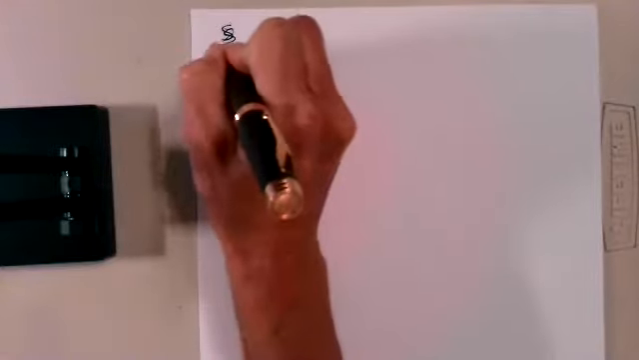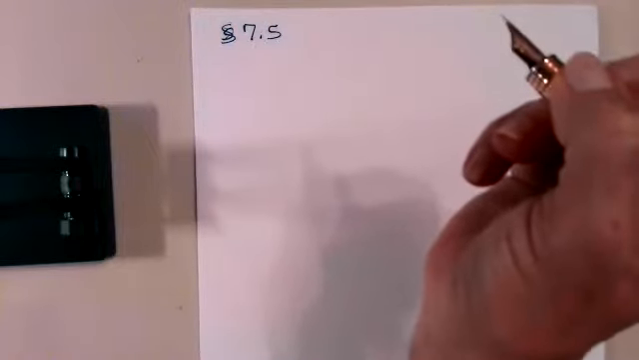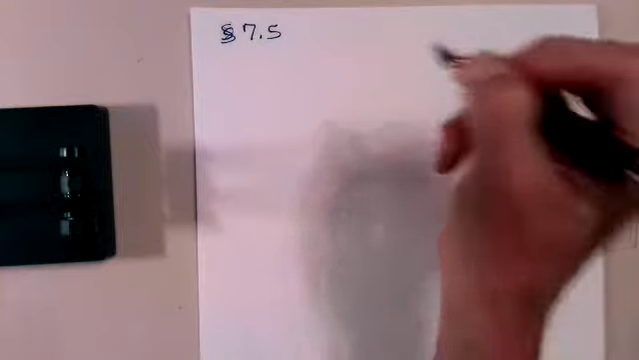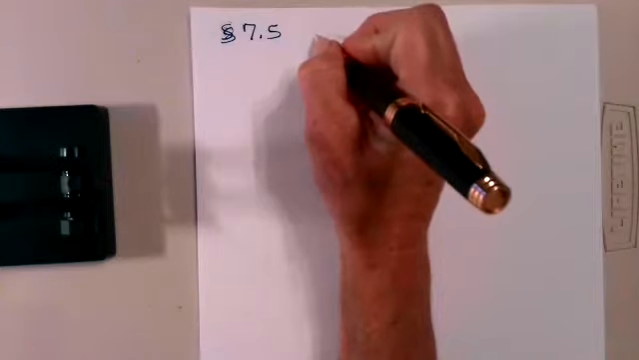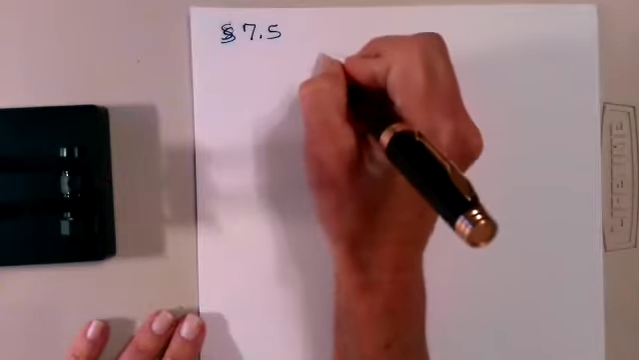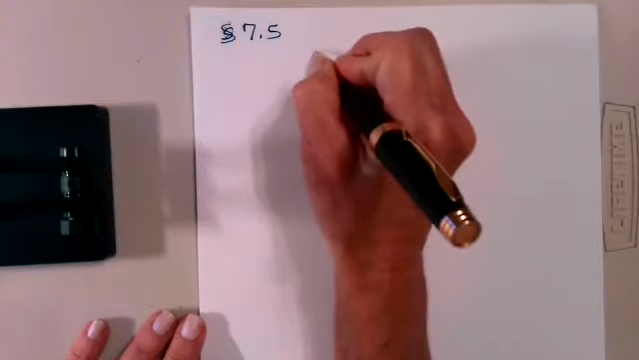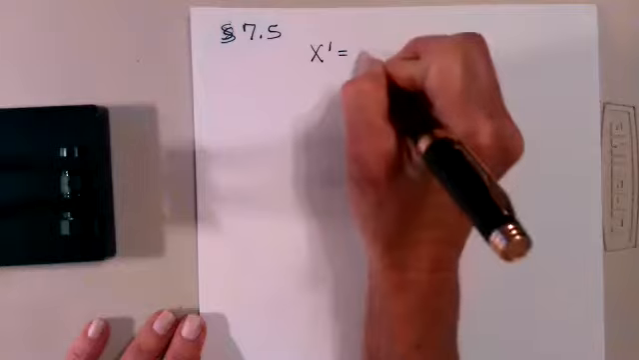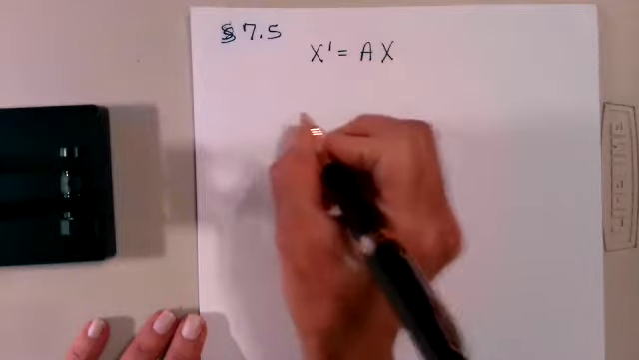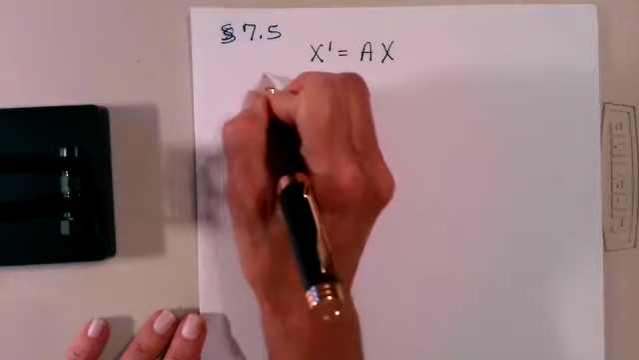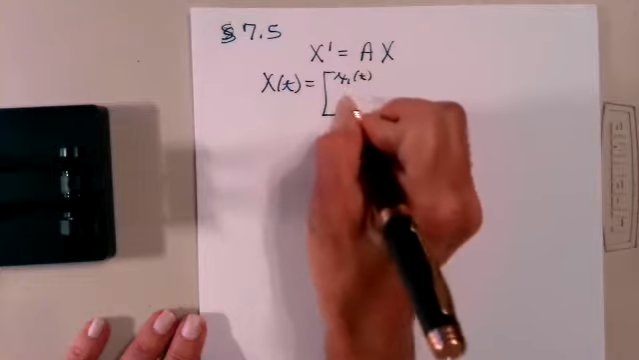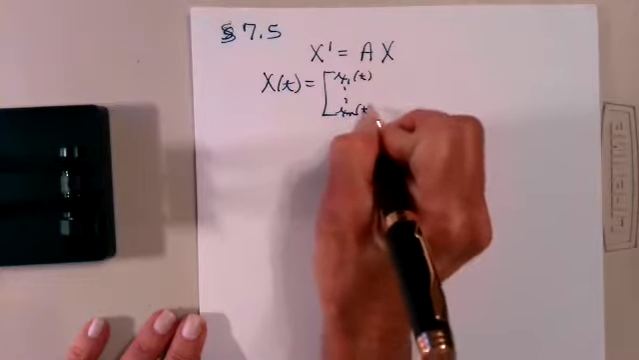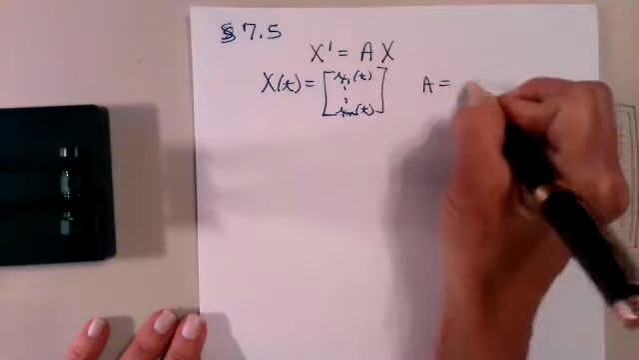So this lecture is on section 7.5, which is the beginning of really working out how to do systems, how to solve first order systems of equations. We basically want to start to solve systems of the form x prime is A times x. I think of x as a vector of unknown functions, a column vector. We're going to start with constant coefficients.